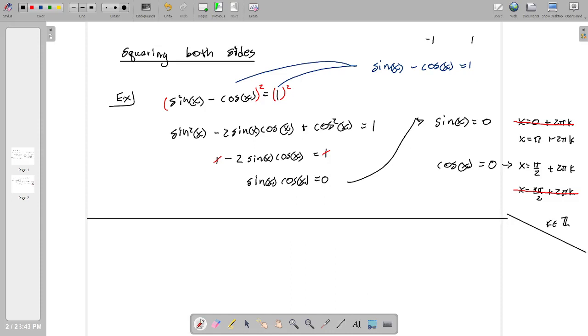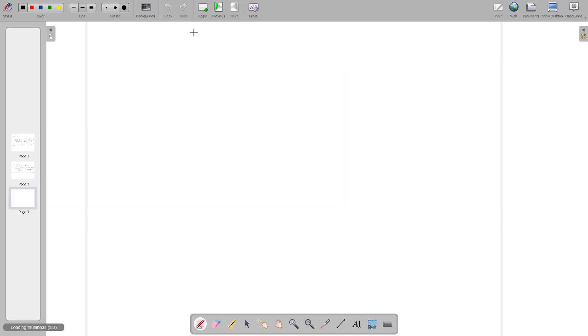Another type of solution is a solution involving multiple angles. So I want to introduce this very slowly because this is a very tricky topic for a lot of students. Solving multiple angles. So suppose that we have the equation 2 cosine 3 theta is equal to 1. How do we solve this?